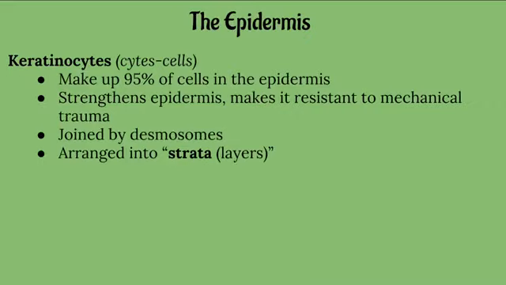Within the epidermis, you will find these cells called keratinocytes. Remember that keratin is a fibrous protein that toughens tissue and makes tissue more resistant to stress. These cells alone help to make the epidermis stronger and more resistant to mechanical trauma. Keratinocytes are joined by tight intracellular junctions called desmosomes. These desmosomes also contribute to the firm structure of the epidermis. These keratinocytes make up a majority of all the cells in the epidermis and are arranged into strata or layers.